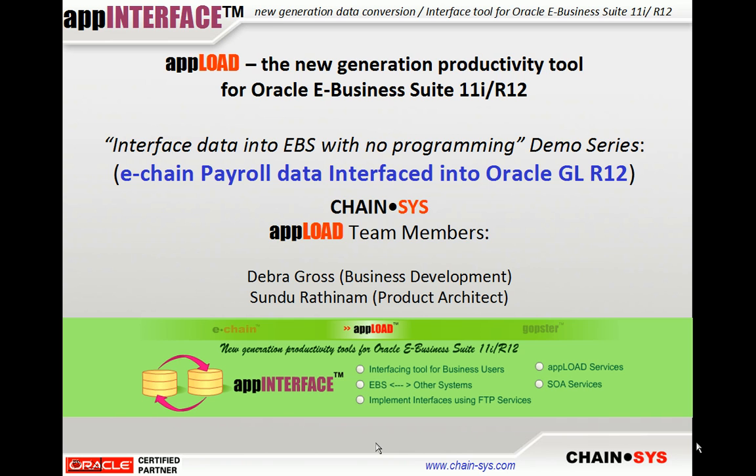In this presentation, we will see how to interface eChain ERP payroll data into Oracle's general ledger as a journal in Release 12.